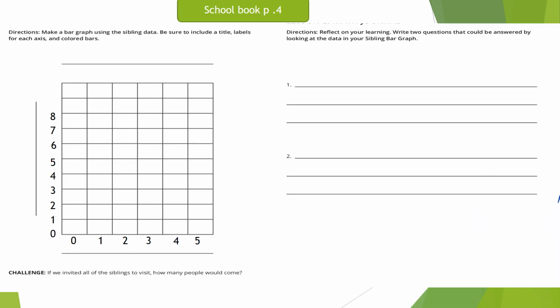Let's apply our sibling data to make our bar graph. First, we will write the title. Our title is about siblings of our students. And let's give a label for the vertical axis, which is number of students. And on the horizontal axis, we have number of siblings: 0 siblings, 1 sibling, 2 siblings, and so on. Let's apply our data.